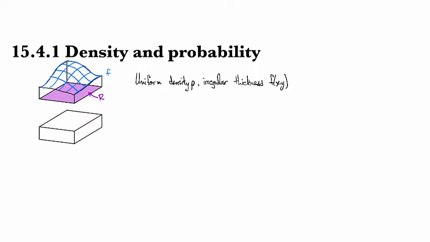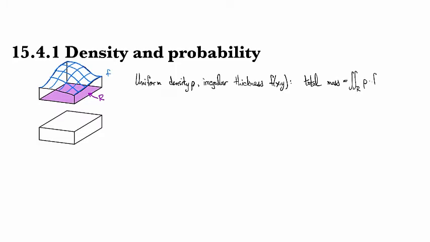And then the total mass of this object is going to be, well, the mass is always the integral over the region of the density. So this goes up to a height of f(x,y), integrated with respect to some area element. Okay, so that's one way of thinking about it.